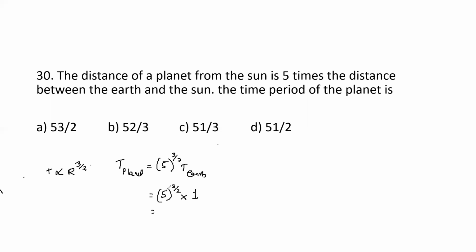So as you see, according to Kepler's law, we have the relation T is proportional to R to the power of 3 by 2. Therefore the T of the planet, with the distance 5 times, becomes 5 raised to 3 by 2 into T of Earth, as the time period of the Earth is 1. Therefore, we can write it as 5 to the power of 3 by 2.